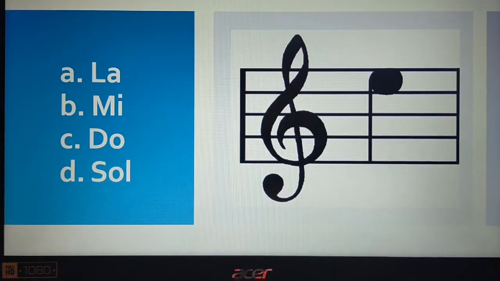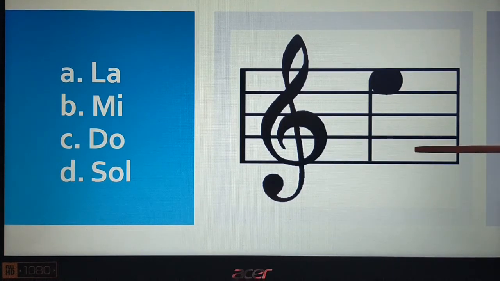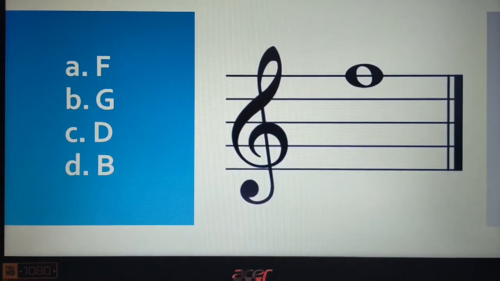Next, what note is this? A. La, B. Mi, C. Do, D. Sol. The correct answer is Mi, because this is a treble clef and the note is on the 1, 2, 3, 4th space of the staff. Very good.